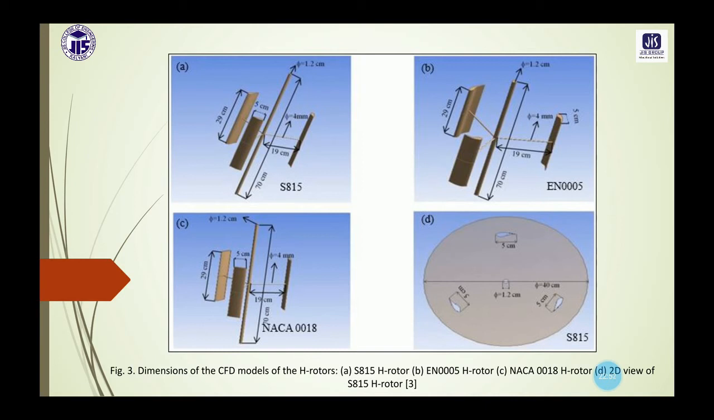Here you can see the 3D view as well as the two-dimensional view, that is the top view of this vertical axis wind turbine, which is also known as the H rotor or H Darrieus rotor. This 3D view is drawn for better visualization or understanding, and in the paper the simulation is actually done on the 2D view that you can see in this top view shape.